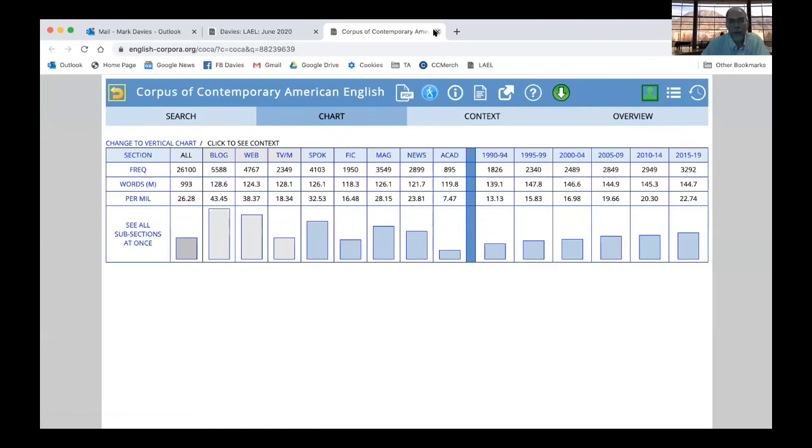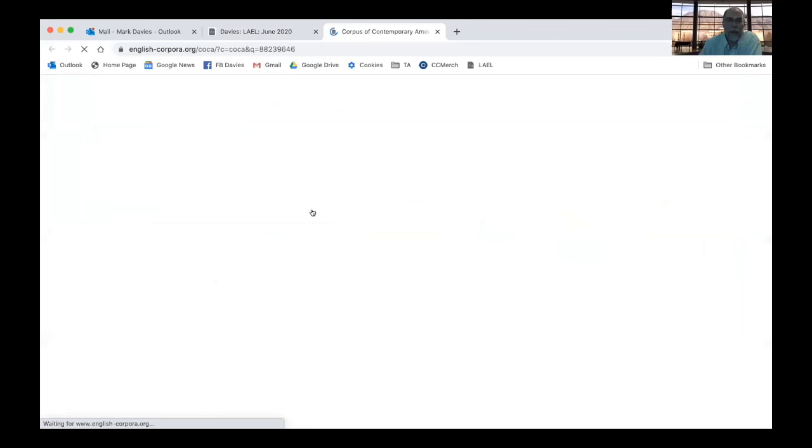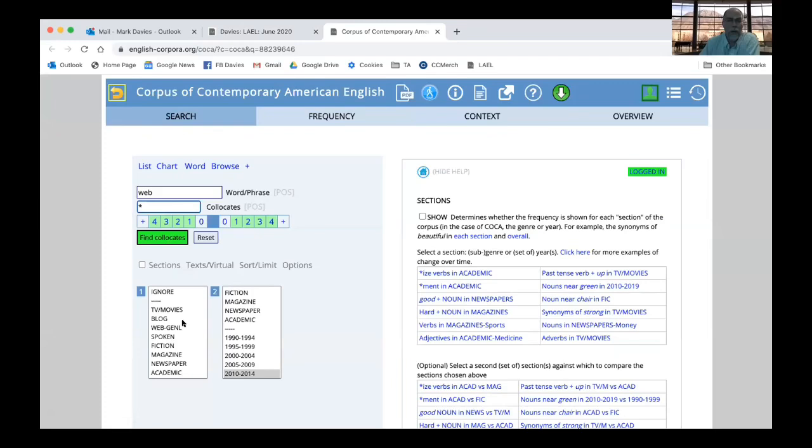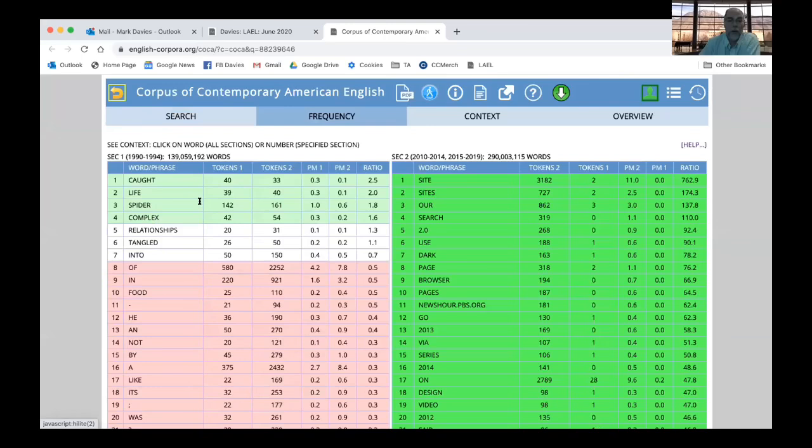And again, if you want to use collocates to compare two different sections of the corpus, so in this case, we're saying find me any collocates near web and look in the early 1990s before the World Wide Web became a big deal. And for example, the last 10 years. So this is early 1990s on the left, the last 10 years on the right.